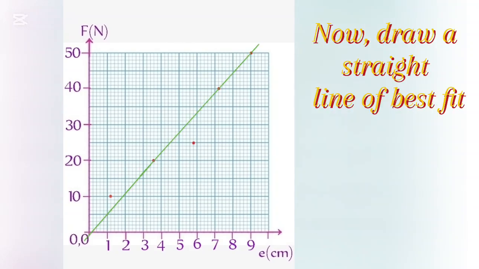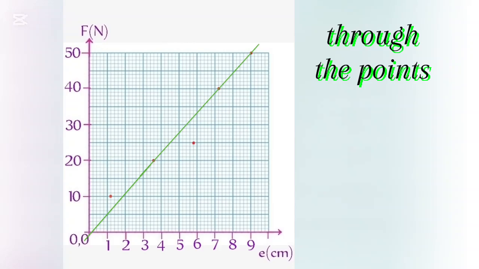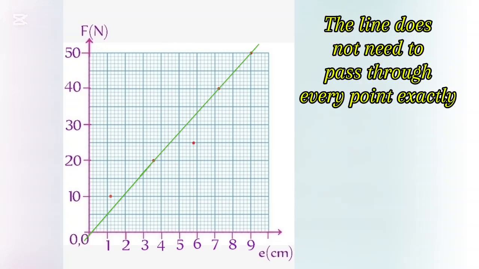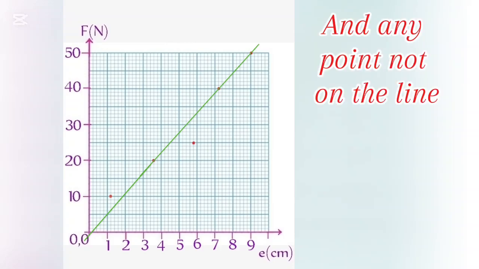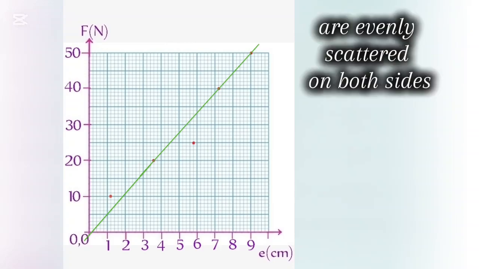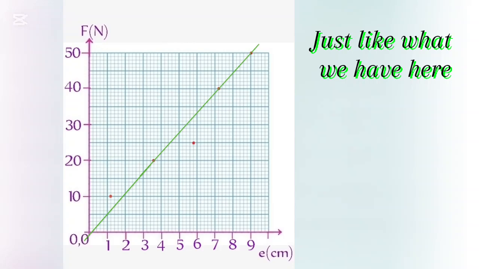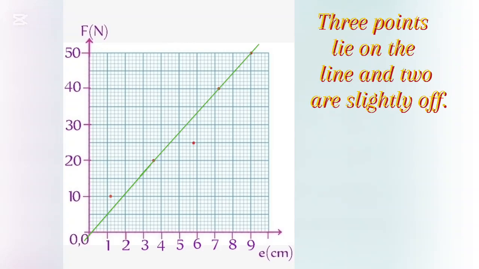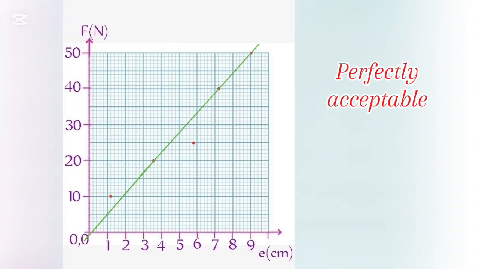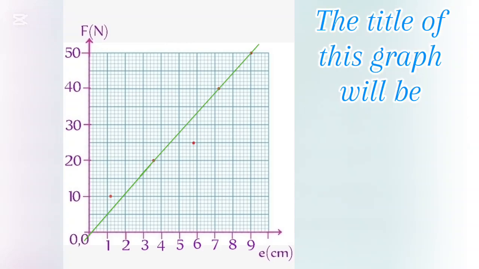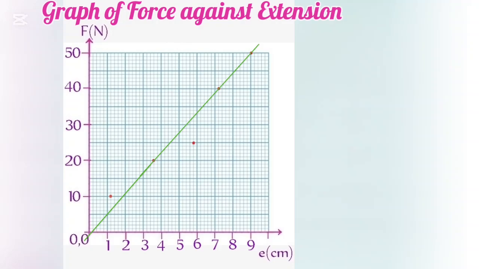Now, draw a straight line of best fit through the points. The line does not need to pass through every point exactly. What matters is that most points lie on the line, and any points not on the line are evenly scattered on both sides, just like what we have here. 3 points lie on the line and 2 points slightly off, but these 2 points are on both sides of the line of best fit. Perfectly acceptable. The title of this graph will be Graph of Force Against Extension.